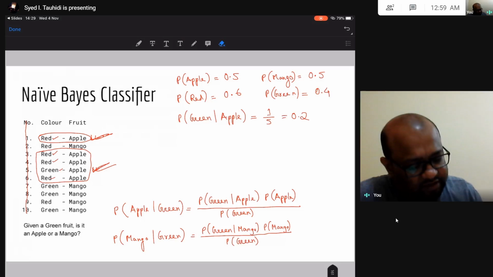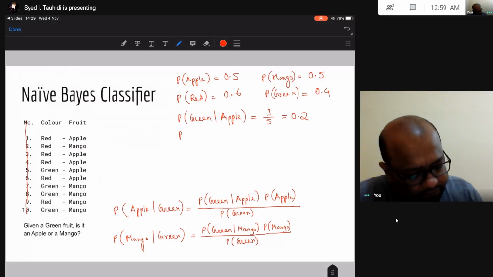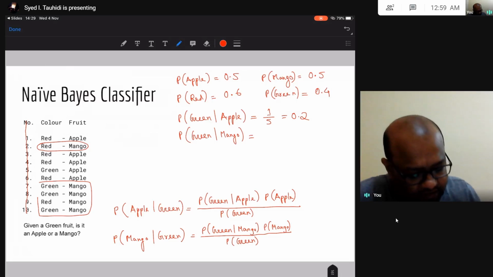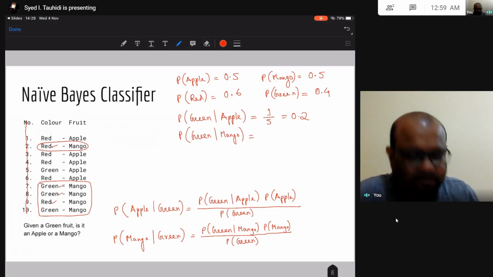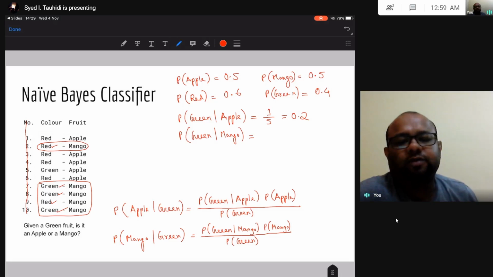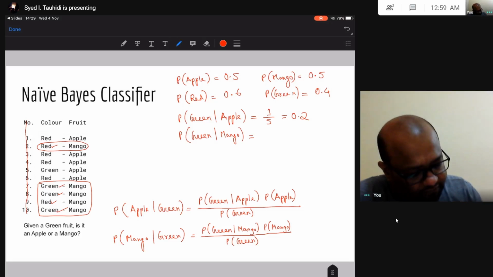Alright. Similarly, I can find the probability of green given that the fruit is mango. So this is the mango, and these are mangoes. This is a red mango, a green mango, a red mango, and a green mango. So I have 5 mangoes, 2 of them are red and 3 of them are green. So the probability of green given that the fruit is mango is 3 out of 5, and that is equal to 0.6.